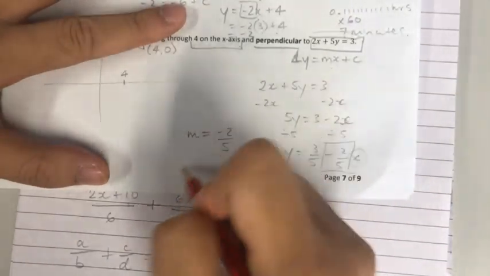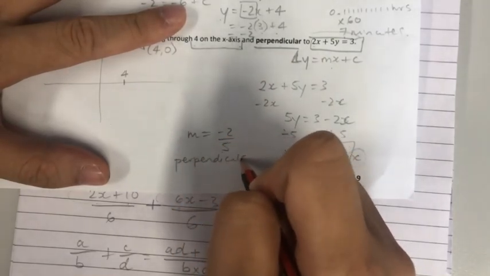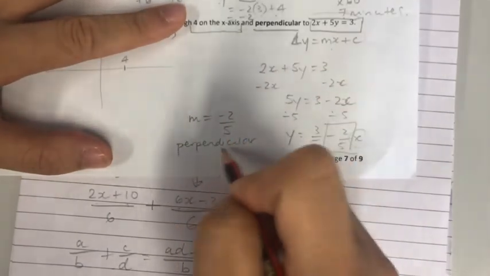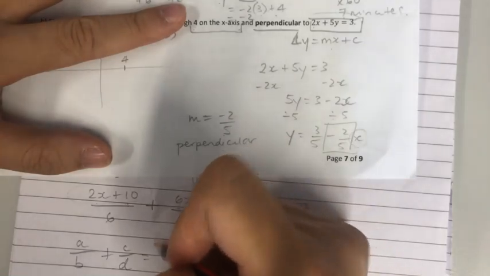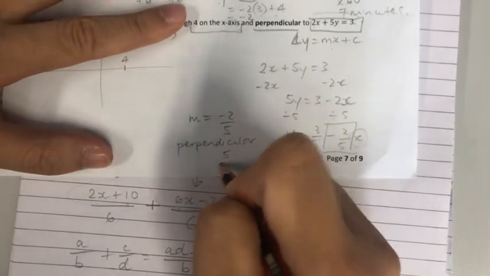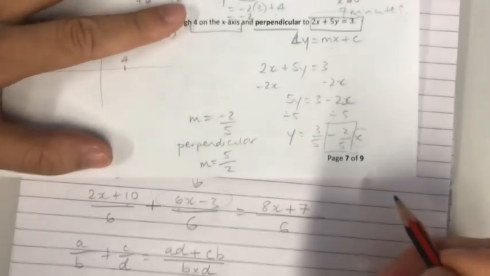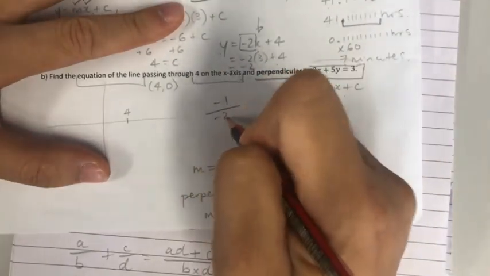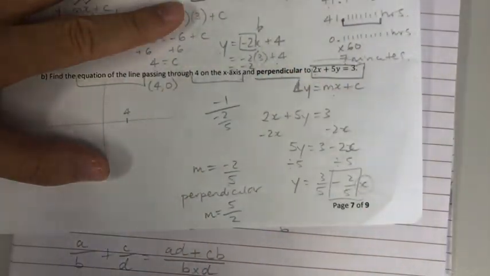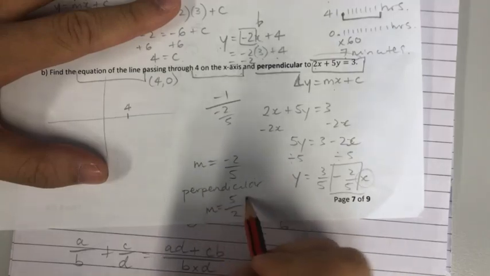So the perpendicular gradient can be done by flipping this upside down, which gives you 5 over -2, and then if it's a negative, then you make it positive, and then you'll get 5 over 2, which is my new gradient for the line I'm trying to construct. Or you could have done -1 divided by -2 over 5 on your calculator, which is weird to put in. So use brackets when you put this in, because it's a fraction and a fraction. I now have my perpendicular gradient.